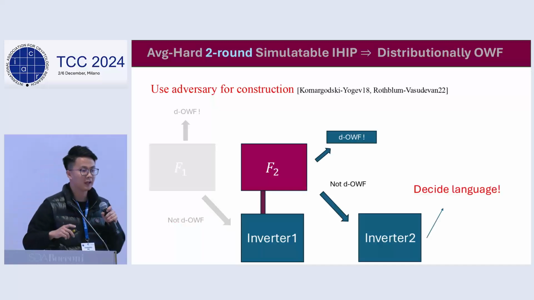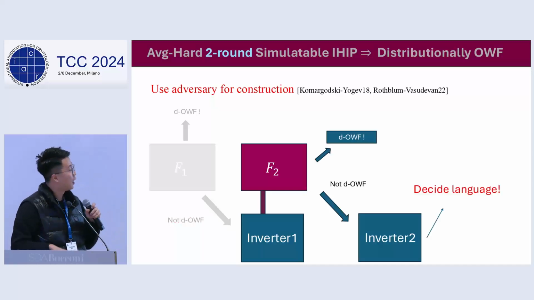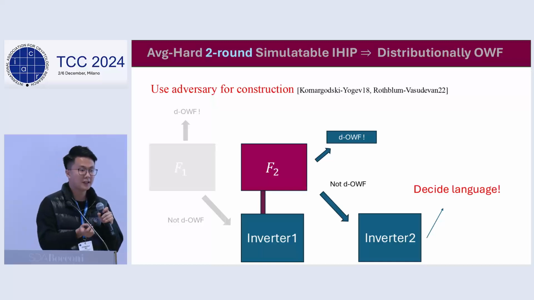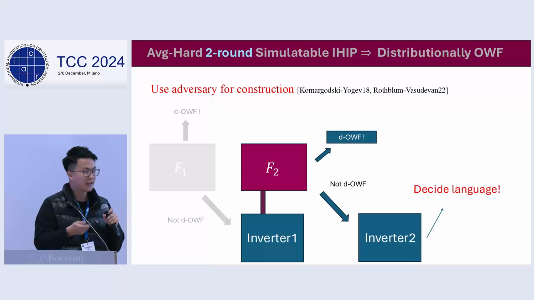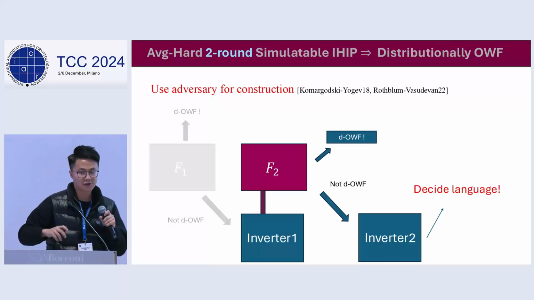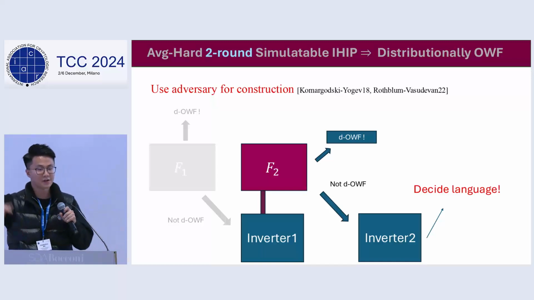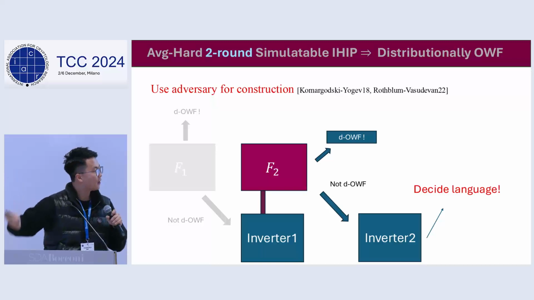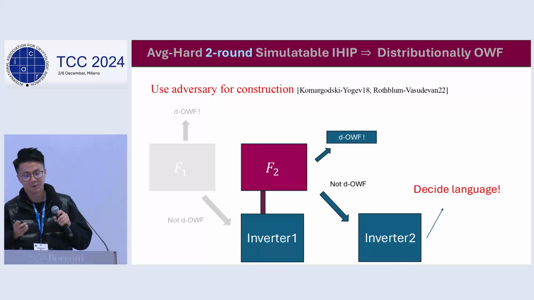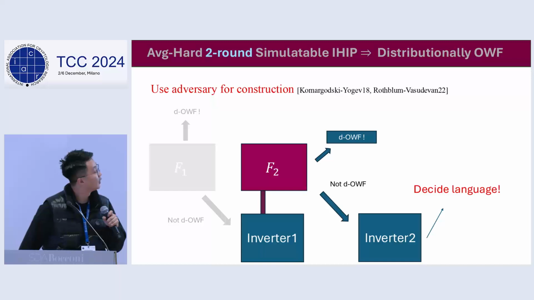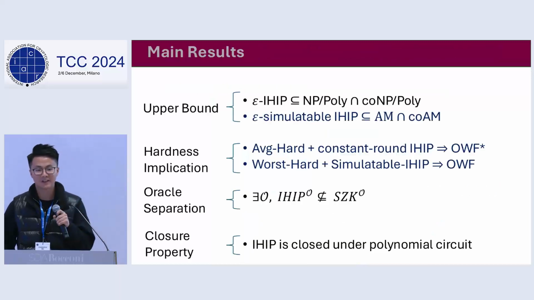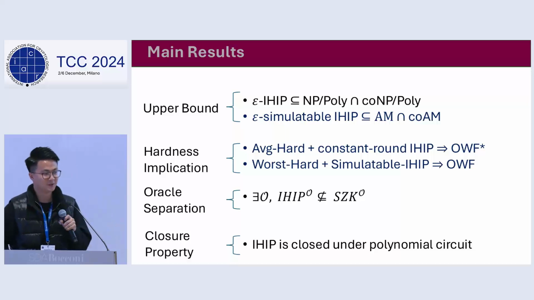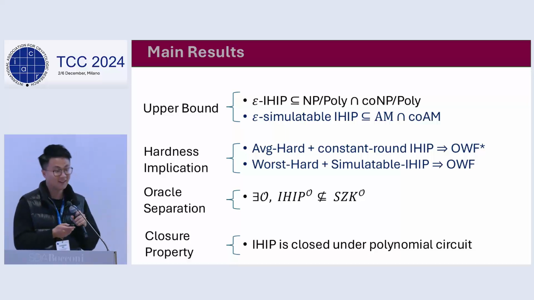What we really did is a non-constructive proof. Intuitively, we use the adversary or the inverter in a non-black-box way to make a second candidate function, and we show a win-win paradigm: either the function is distributional one-way, or we get a better inverter that will allow us to decide the language. The proofs of the rest of the results are more involved, so we refer our audience to our paper for details.